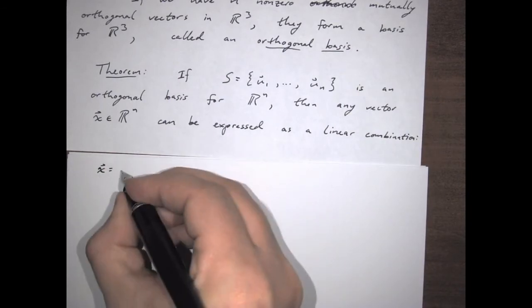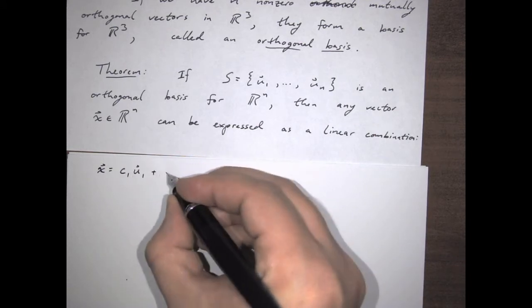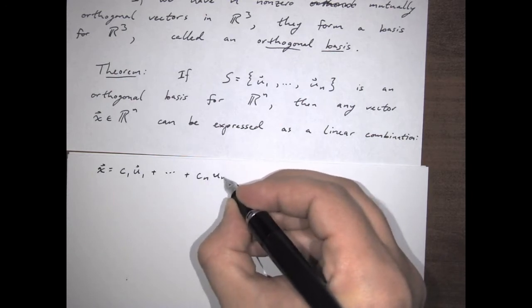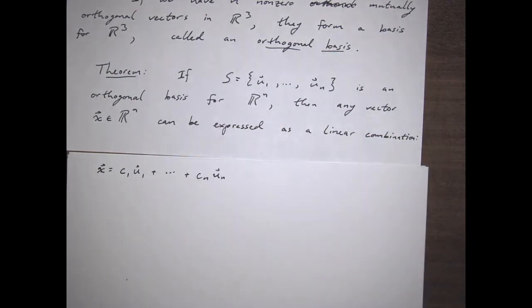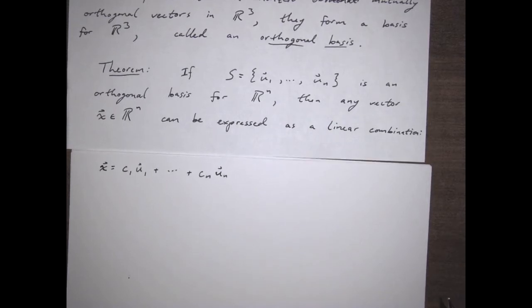x equals c1 u1 plus dot dot dot up to cn un, like so. Now, so far, you should be saying to yourself, yawn. This is nothing new. I already would have known that without any orthogonal, schmorthogonal, anything. If this is just a basis, this is true, let alone it being an orthogonal basis. So here's where the orthogonality comes in.